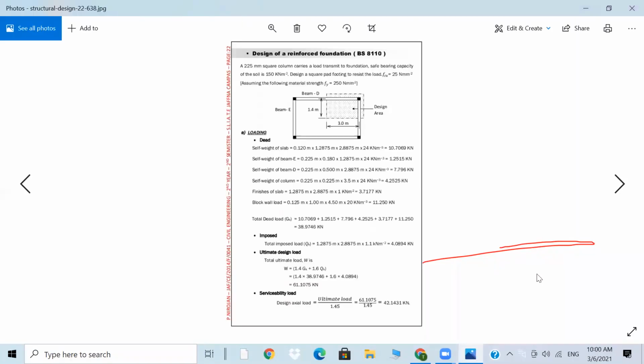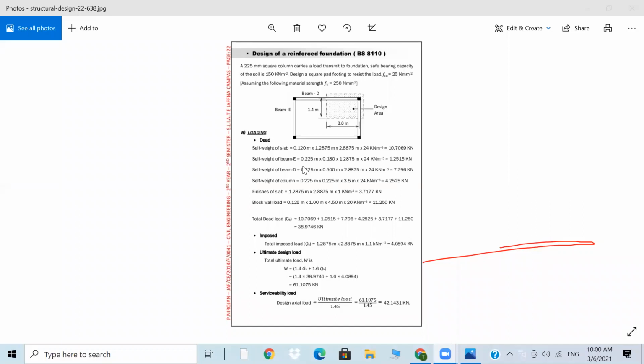I hope everyone can see this calculation. Okay, so please quickly read the example. Then we will try to finalize the designs and the calculations by understanding the fundamentals.